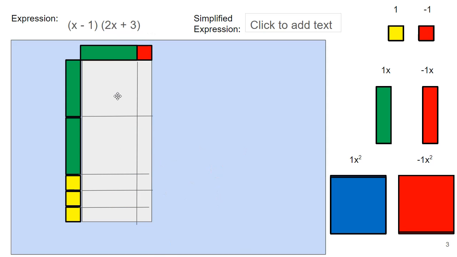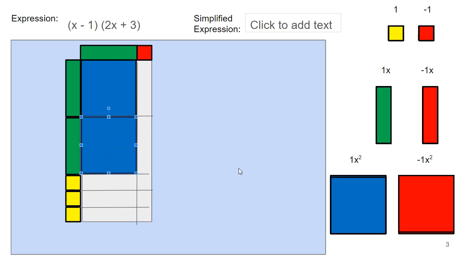Alright, so now as you can see, I'm going to need 2 squares, but the sign will determine whether I need a positive square or a negative square. Since this is positive and this is positive, a positive times a positive is a positive. So I'm going to put a blue square in that first square. Again, a positive and a positive, another positive square in here.